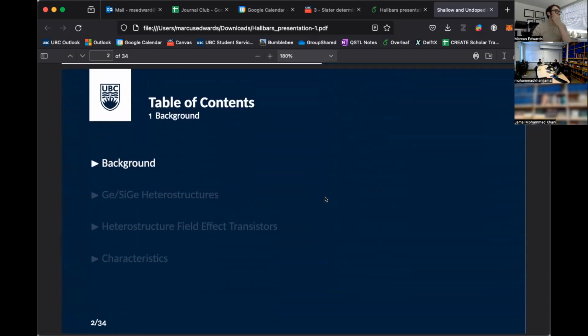I'll start with background, then I'll talk about the silicon germanium heterostructures that we are interested in. Then I will talk about these HFETs, or heterostructure field effect transistors, that were actually fabricated by the authors, and then the characteristics that they measured for these materials.